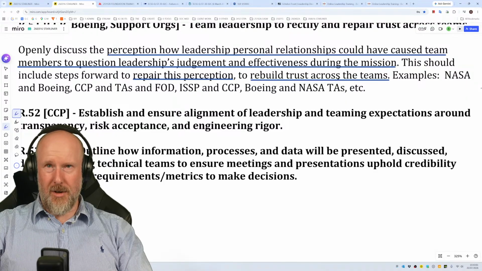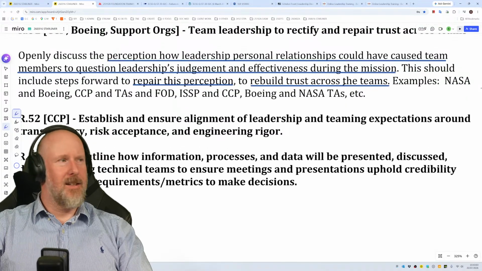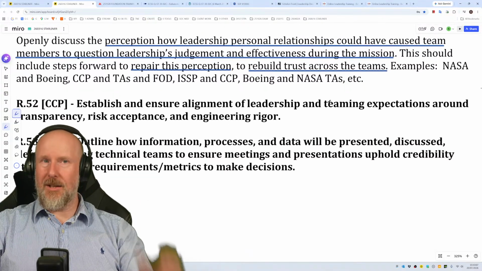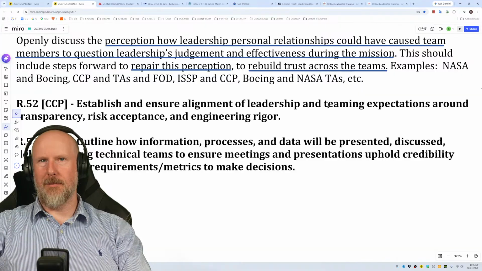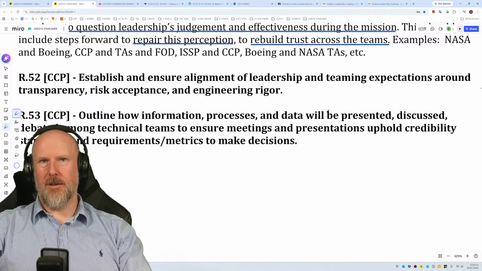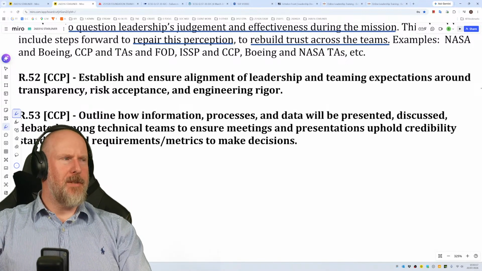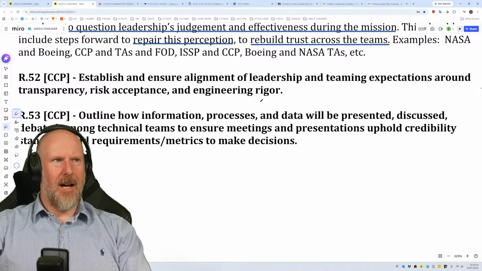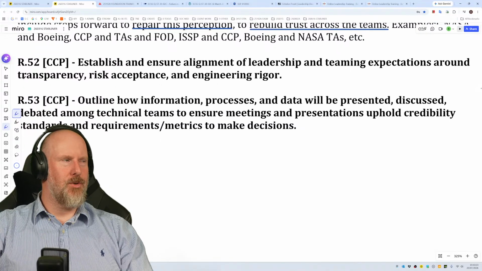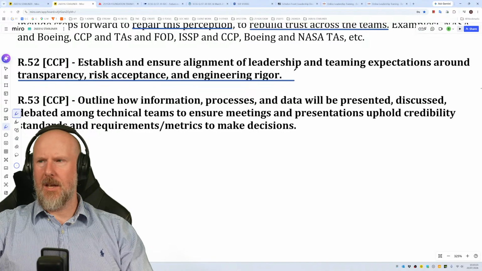So that's a lot of work to do there, and over and above everybody's day job as well. I mean, that should be part of their day job. I'm not saying it shouldn't. I'm just saying the way they're configured at the moment will need to change. Number 52, establish and ensure alignment of leadership and teaming expectations around transparency, risk acceptance, and engineering rigor.